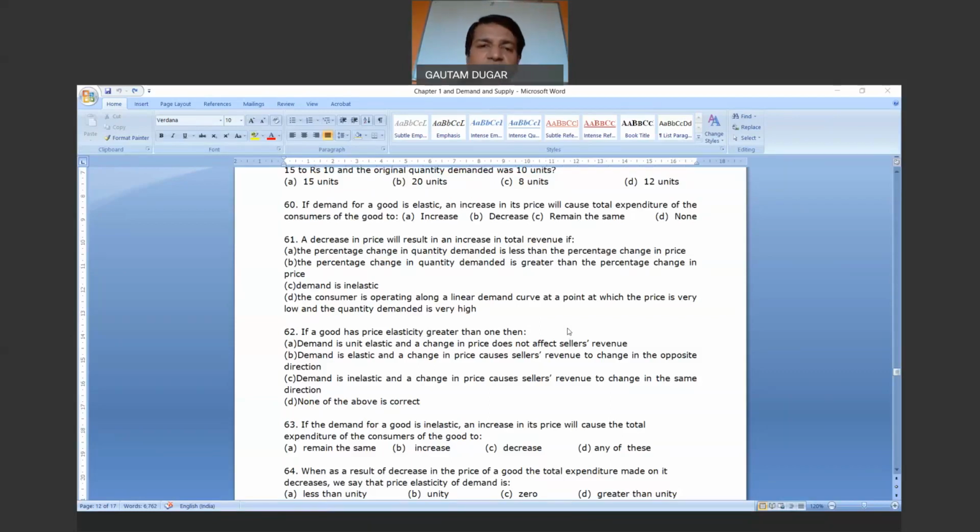On the total expenditure method, if price has increased and total expenditure has decreased, we call it elastic. I hope you remember the three statements which we discussed. And the basic is very simple. If price and the total outlay are moving in the opposite direction, then the demand is elastic. So it's decrease, 60.